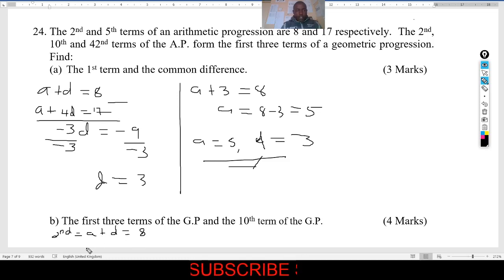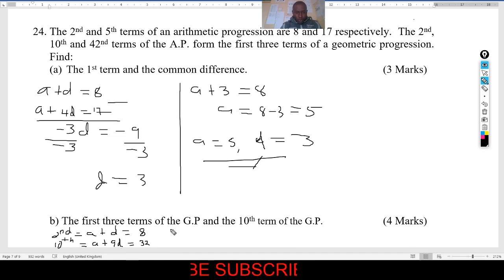We are told the second, the 10th term equals A plus 9D, which is equal to A is 5, 9 times 3 is 27, so 27 plus 5 gives 32.